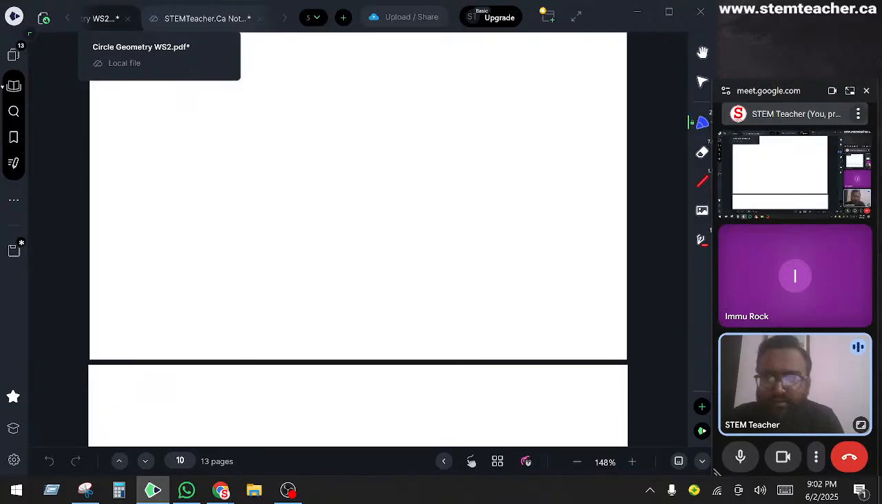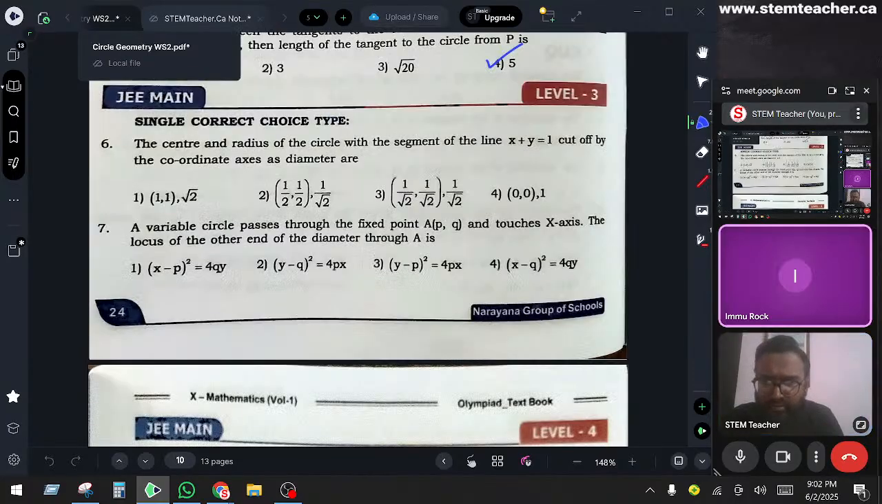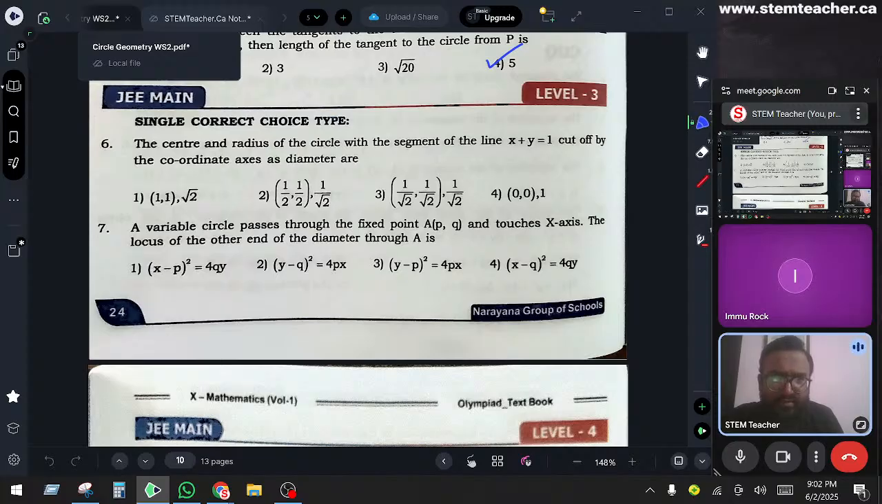अरे भाई, 1 घंटे में 2 ही क्वेश्चंस किए हमने, बहुत गलत बात है. Level 3 problems.